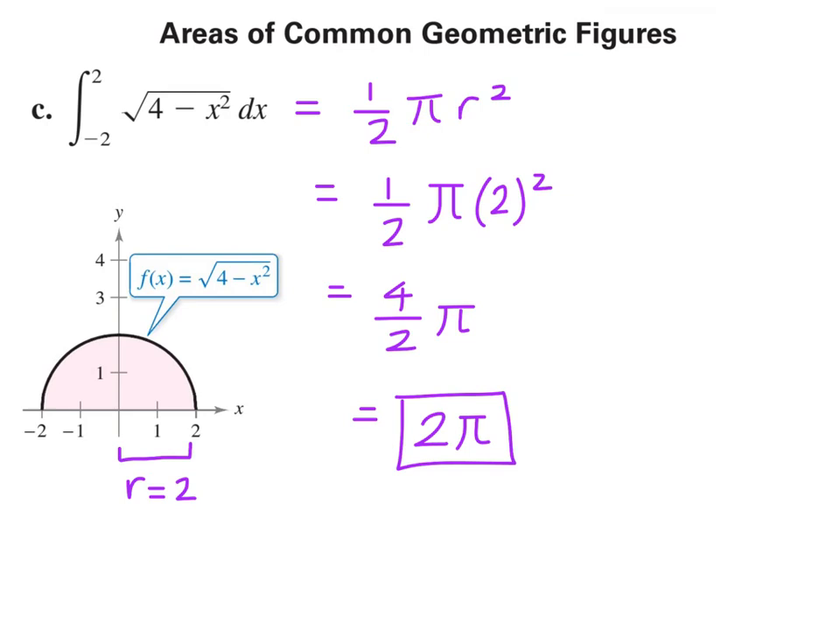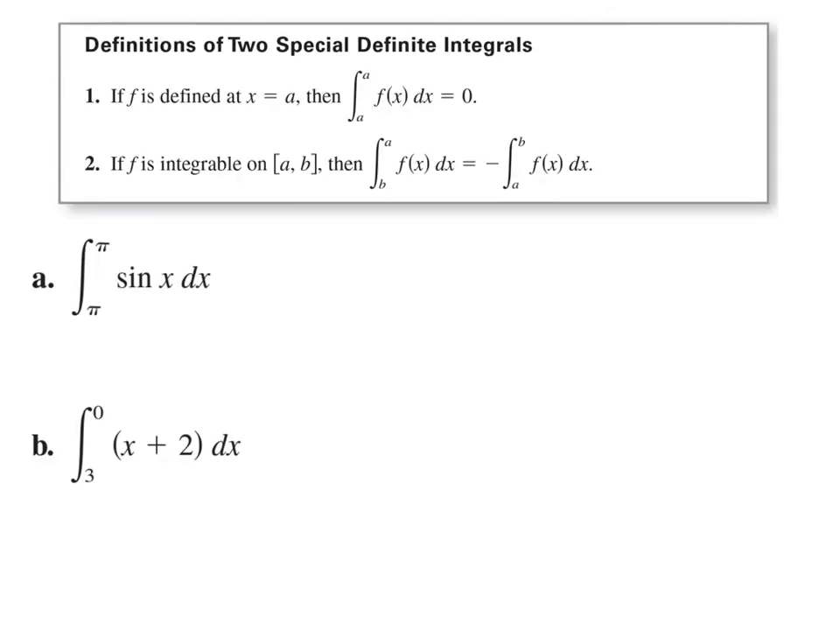And of course here I'm going to use the area of a circle equation, which is pi r squared. R is the radius, but I have half of a circle, or a semicircle. So that means that I'm going to have 1/2 pi r squared. So the radius here is 2, plug that in, and I get 2 pi.